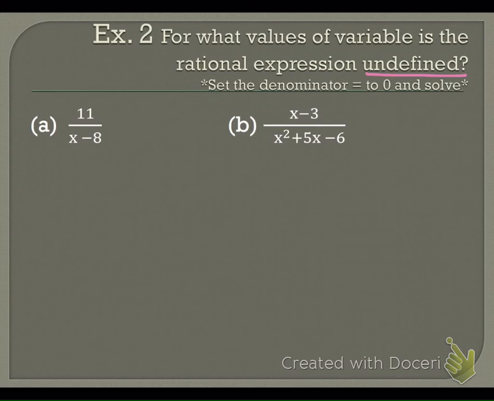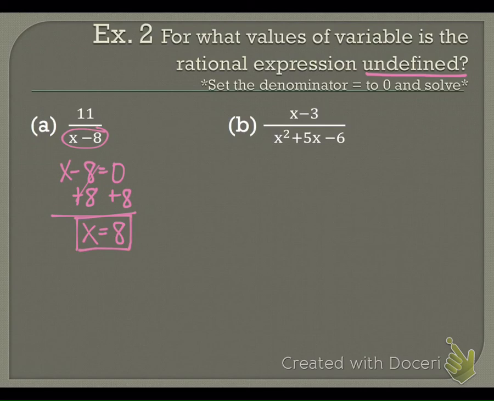If I stick in my calculator 5 divided by 0, it's going to say error. So look at the directions to this section. You set the denominator equal to 0 and solve. That's how you find at what value the rational expression would be undefined. So look at letter A. What is the denominator? X minus 8. So we're going to take x minus 8, set it equal to 0. And how do I solve for x? Add 8 to both sides. So we know that if x equaled 8, this problem would come out to be undefined.